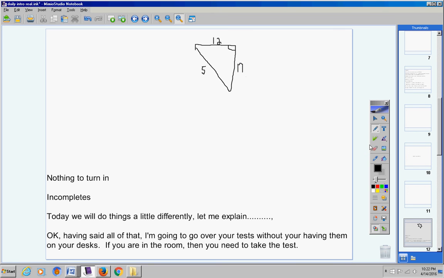So all of your answers on numbers 17 through 21, all of your answers go right on the triangle where the missing sides are. There are no missing angles. It's only missing sides. Okay? So all of your answers for 17 through 21 go on the triangles.